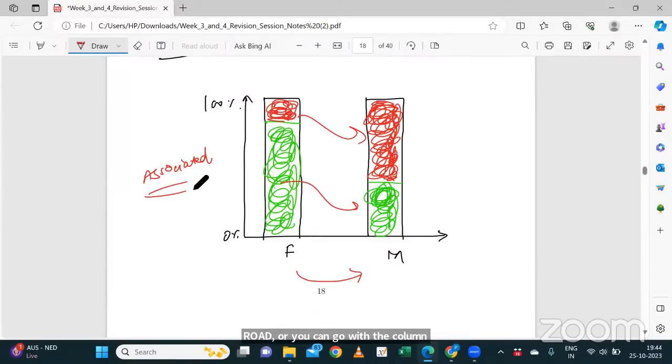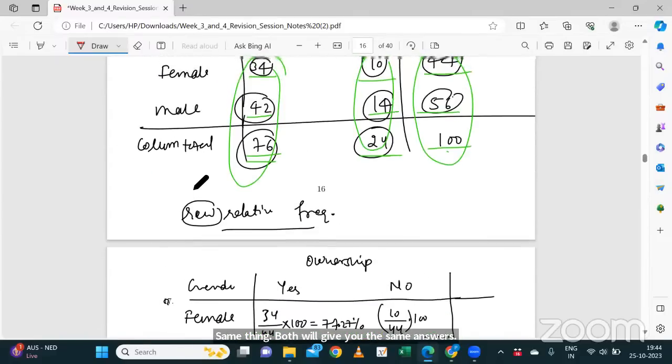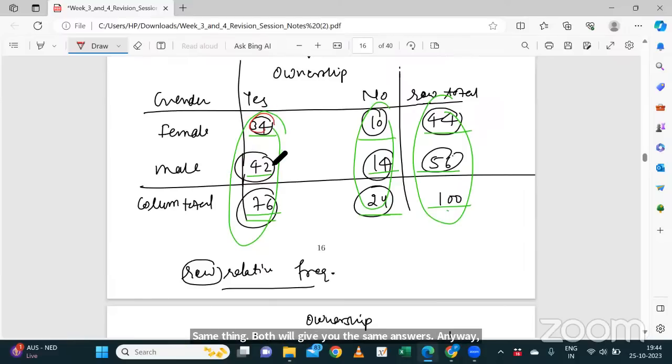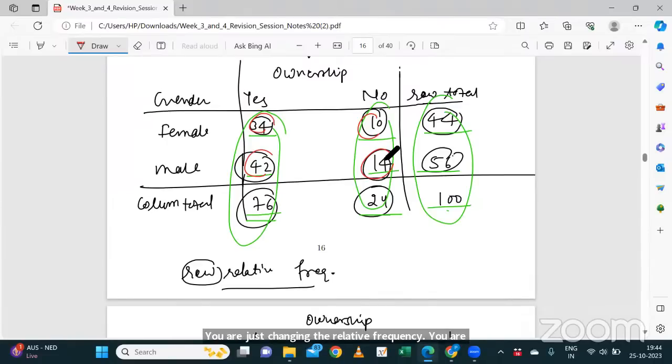Sir, if the row relative is associated, does it mean the other one is also the same? Both will give you the same answer. Just try to understand the concept. What you are doing is finding the percentage in terms of row first, and the other is column, right? You are just changing the relative frequency, the way of comparison. Both will give you the same answer.